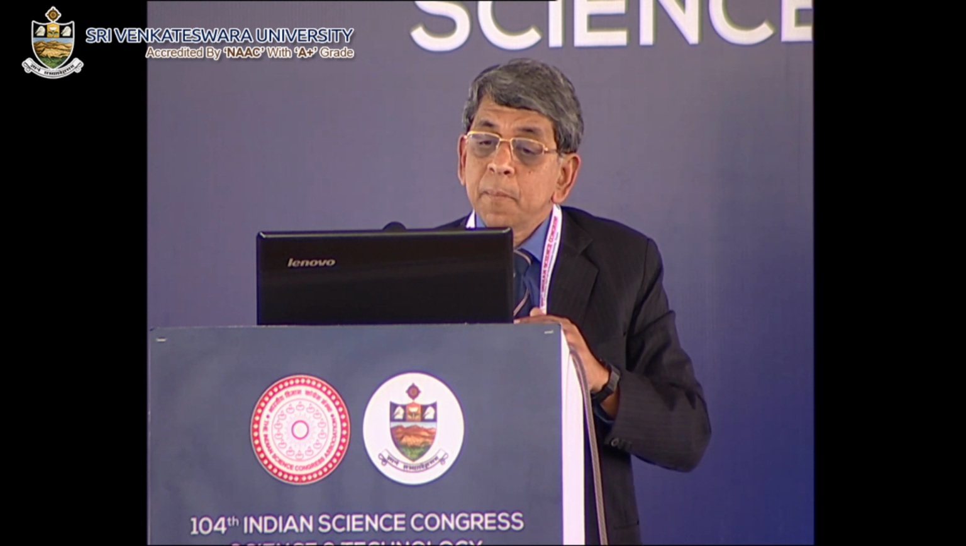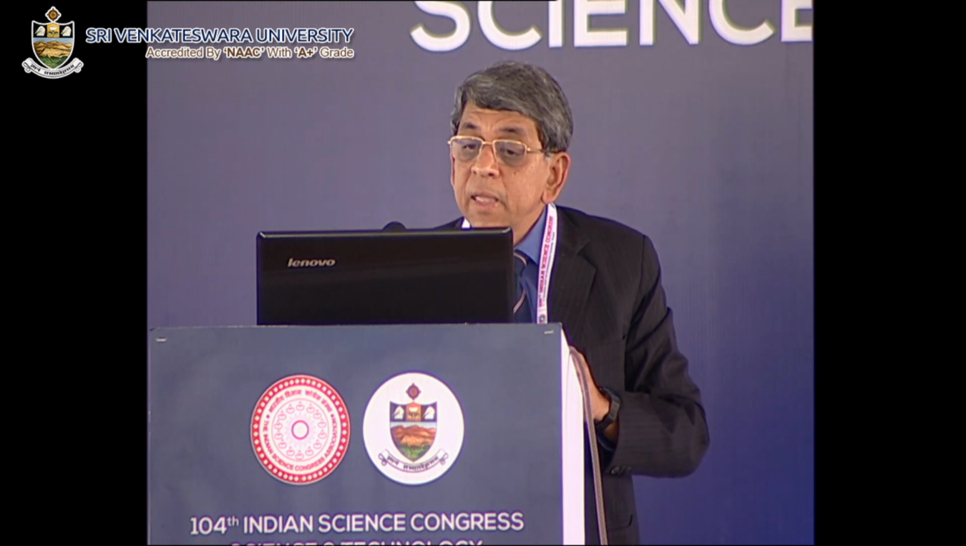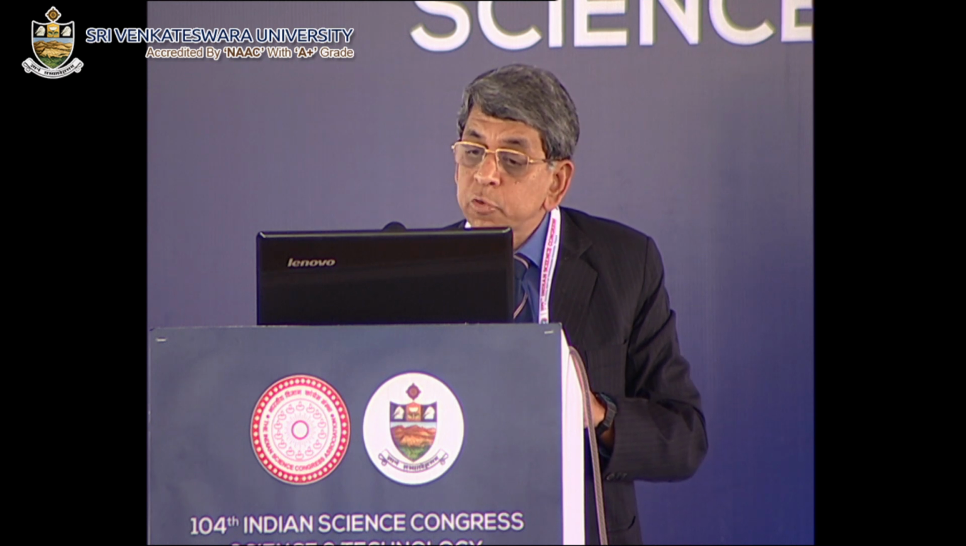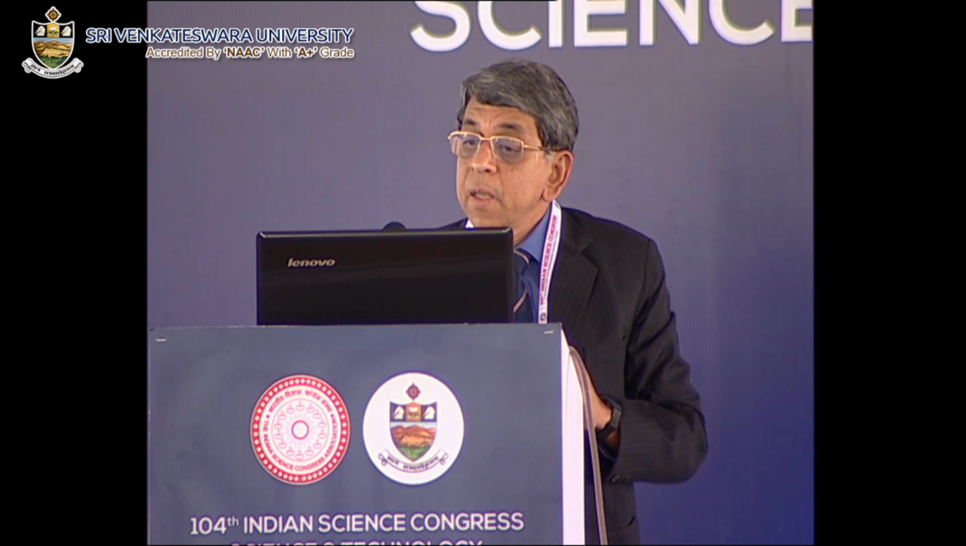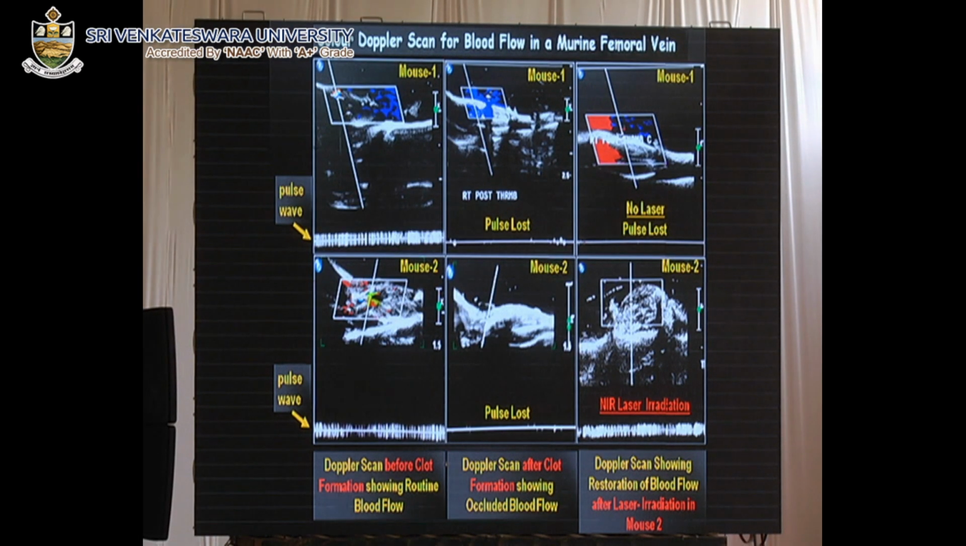These are control mouse, blood flow is there. Now we induce the thrombus formation in this mouse, mouse 1. So once the thrombus is formed, blood flow is lost. So that pulse is lost. In second mouse also thrombus, pulse is lost. Now in the first mouse there is no laser treatment, it is a negative control, and the second mouse is a positive control, laser treatment. You see that there is a restoration of blood flow because pulse is restored. So that shows that our method is effective in an organism, in a mouse.